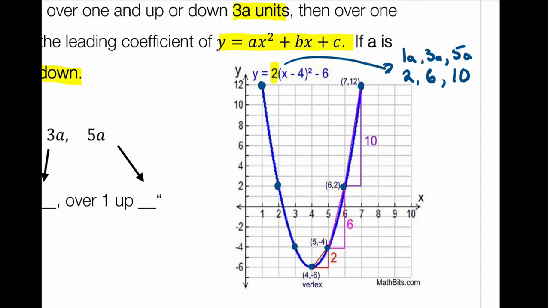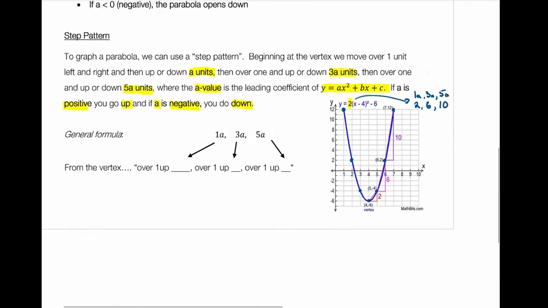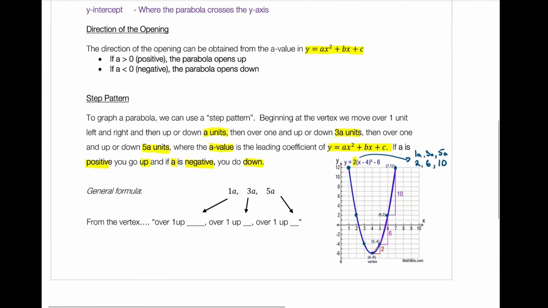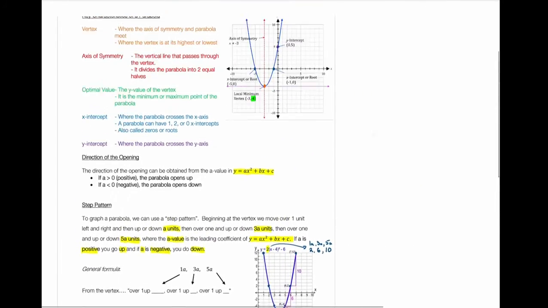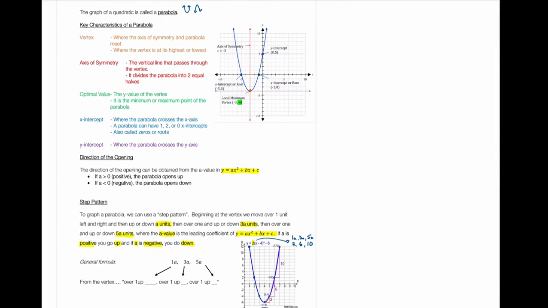So that's kind of how the step pattern works, and we'll look more specifically at it when we're graphing specific types of graphs. But again, this is just a summary of the key characteristics of a parabola, some of the key points that we can find, as well as the direction of the opening, and an introduction to the step pattern.